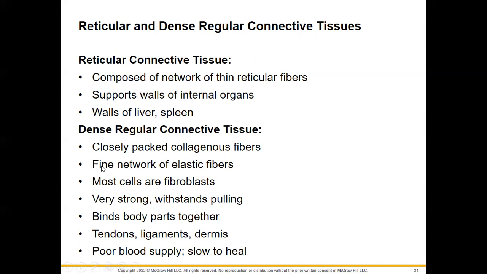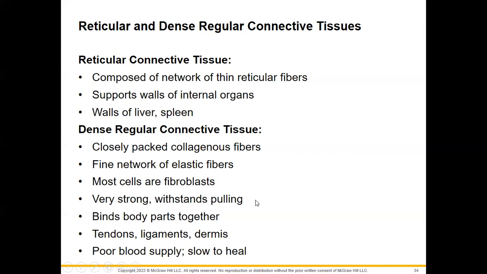It's going to have a fine network of elastic fibers, so there will be elastic fibers associated with this dense regular connective tissue. Most of the cells associated with it are going to be fibroblasts. It's going to be very strong, so dense connective tissue. Regular meaning that all of the fibers are going to be in a regular pattern. They're all going to be parallel to each other so that they give more strength.